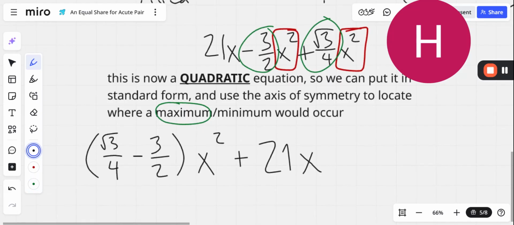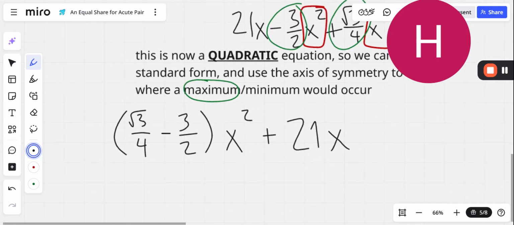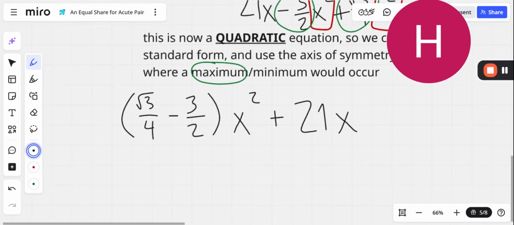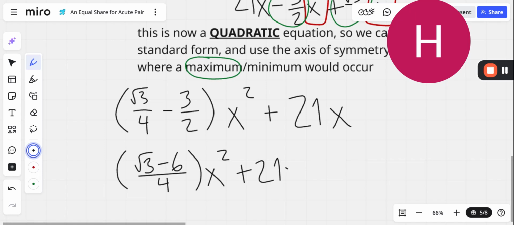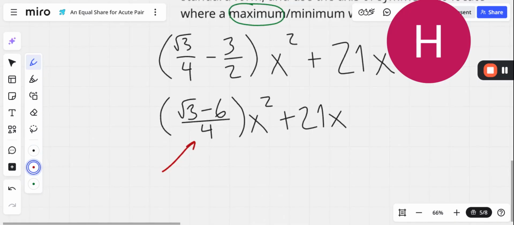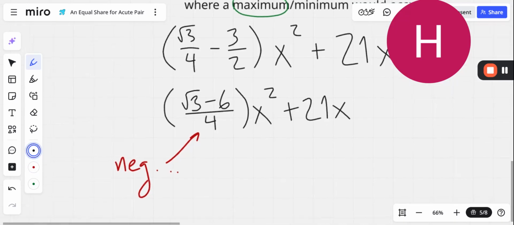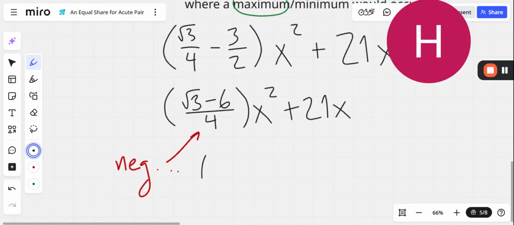Now this is a quadratic, right? It's like ax squared plus bx plus c. But if we get the same denominator, this is going to be rad 3 minus 6 over 4. And now hopefully it's very clear that this is going to be negative, because rad 3 is definitely smaller than 2. And if we subtract 6, then it's definitely negative. So this is negative. That means that the quadratic equation has a graph which is upside down. And there is, in fact, a maximum point somewhere.